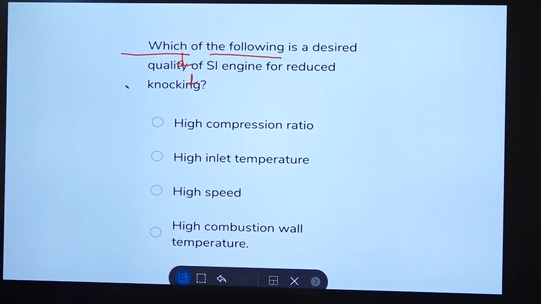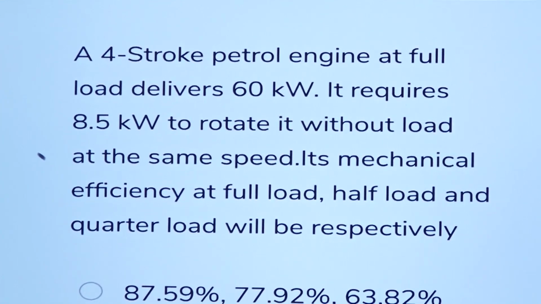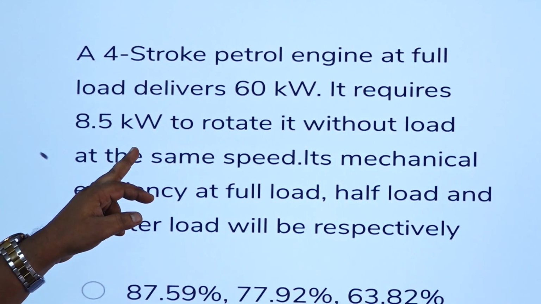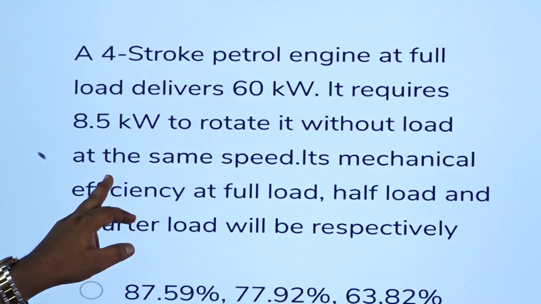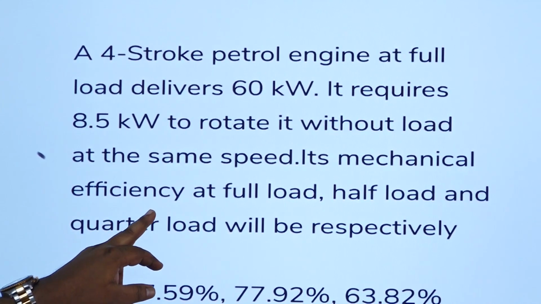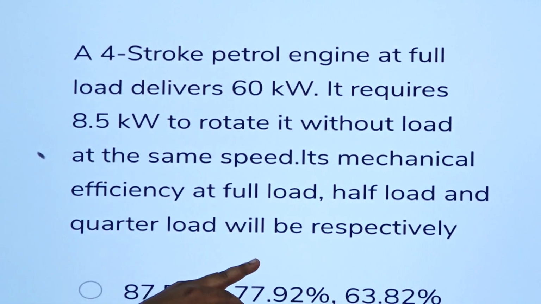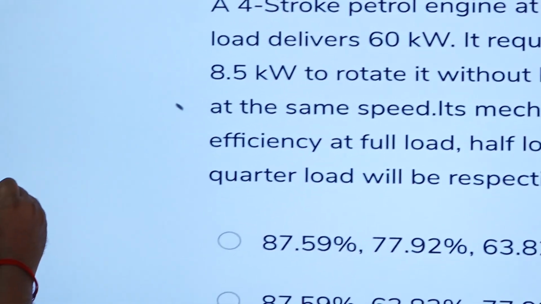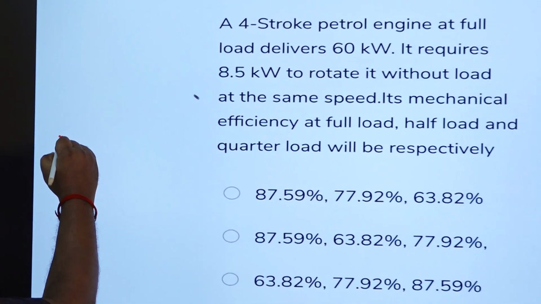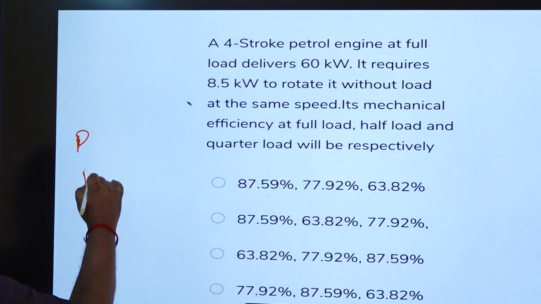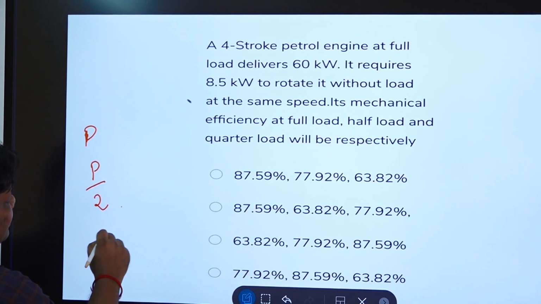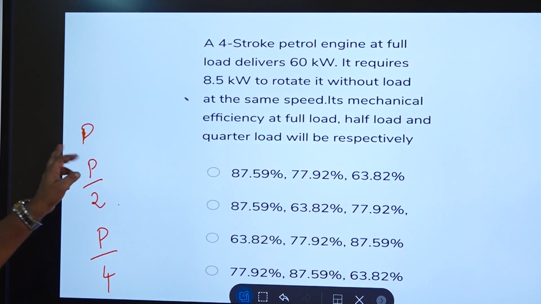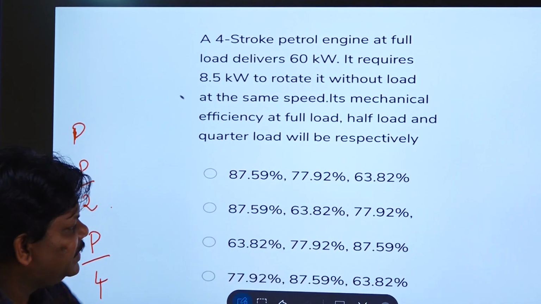The next one is a 4-stroke petrol engine at full load. It delivers 60 kilowatt, and it requires 8.5 kilowatt to rotate it without load at the same speed. Find its mechanical efficiency at full load, half load and quarter load. That is, when the load is P, when it is P by 2, and when it is P by 4. There will be 3 options to find.